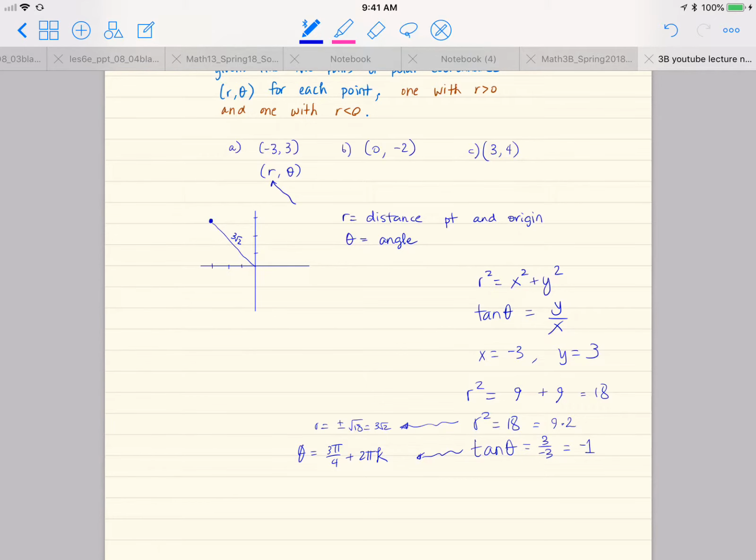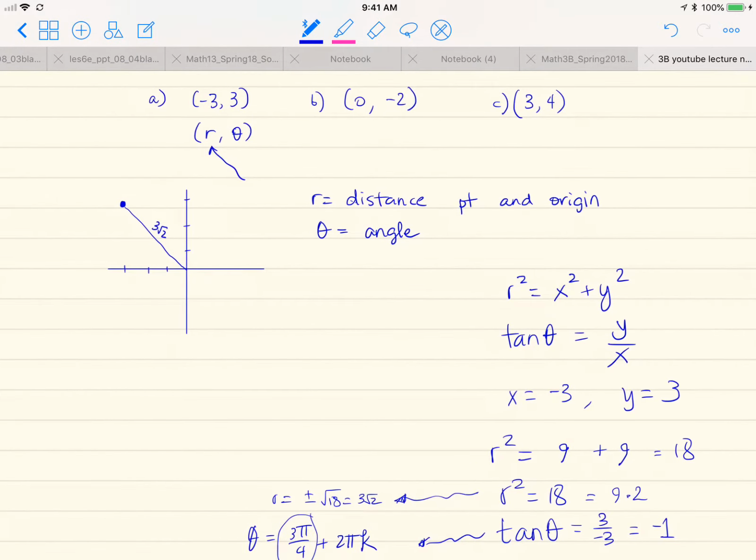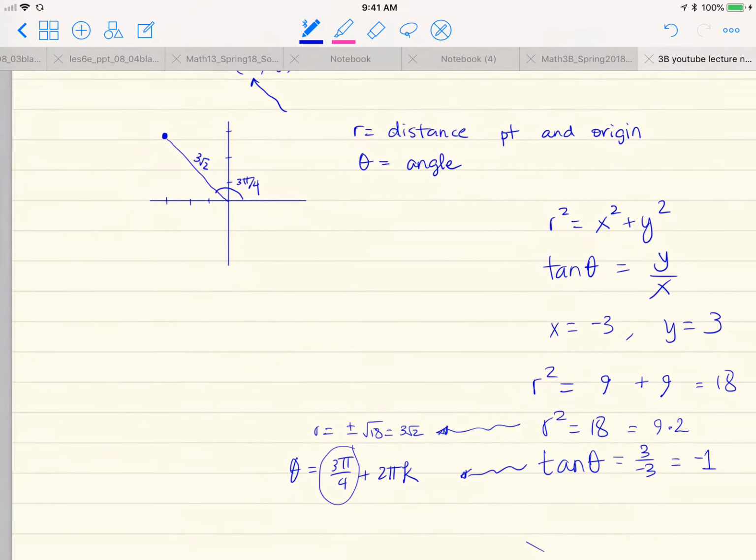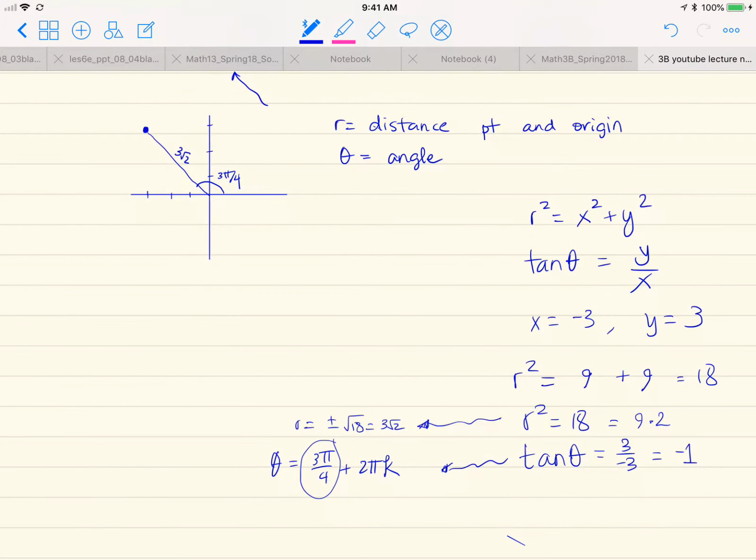Okay, so we can get that this r is equal to 3 root 2, and the theta we can just use theta equals 3 pi over 4. So we could take 3 pi over 4. So that can be one answer. r is 3 root 2, and theta is 3 pi over 4.